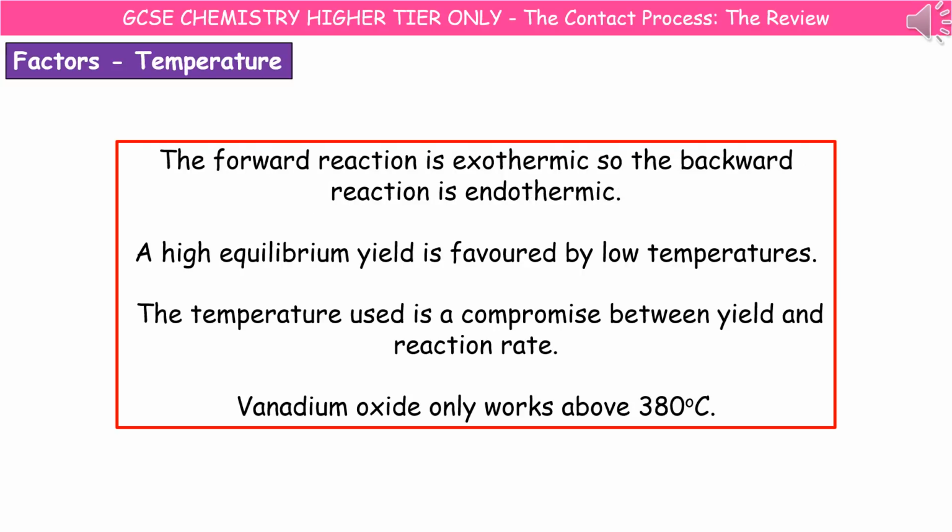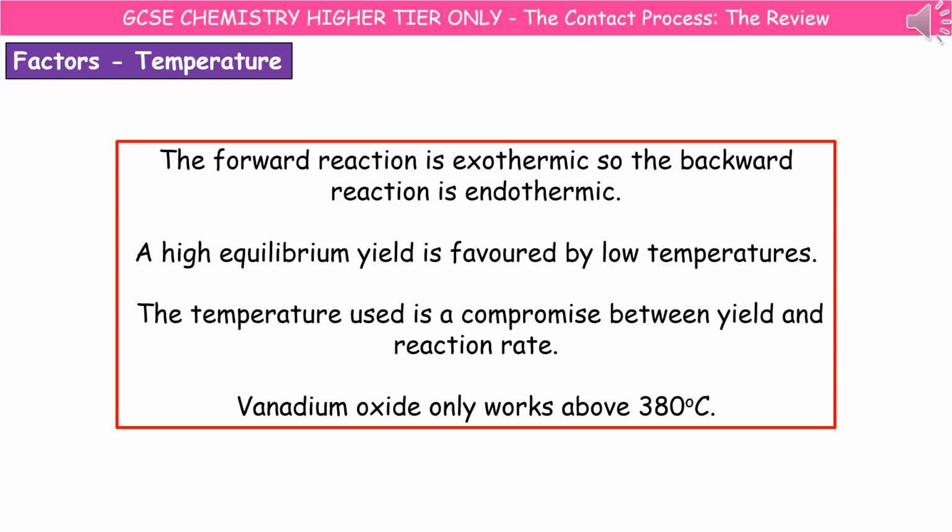If we consider the temperature that we're using, as we said, we use 450 degrees Celsius here. Now the forward reaction is exothermic, so that tells us the backwards reaction is endothermic. So we hopefully remember that a high equilibrium yield is then favoured by lower temperatures. But again, we're coming in with that compromise between the high yield and the high rate of reaction. So we use the 450 because it gives us a good yield and a high rate of reaction.